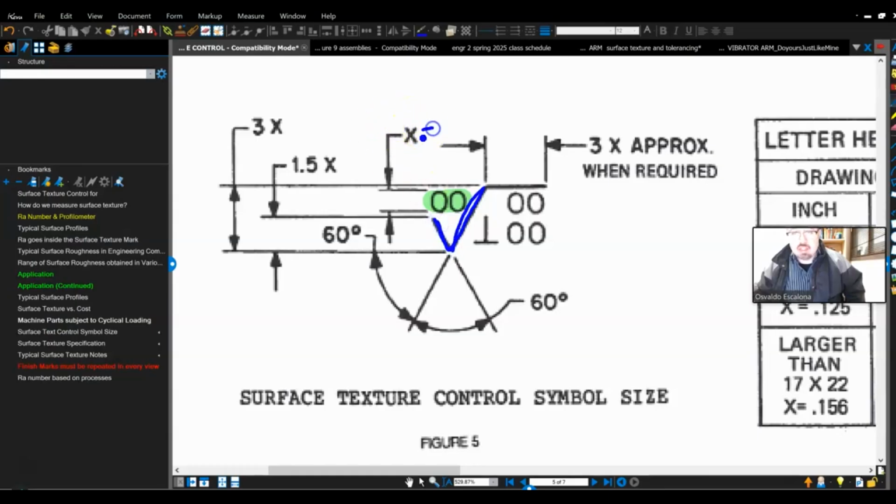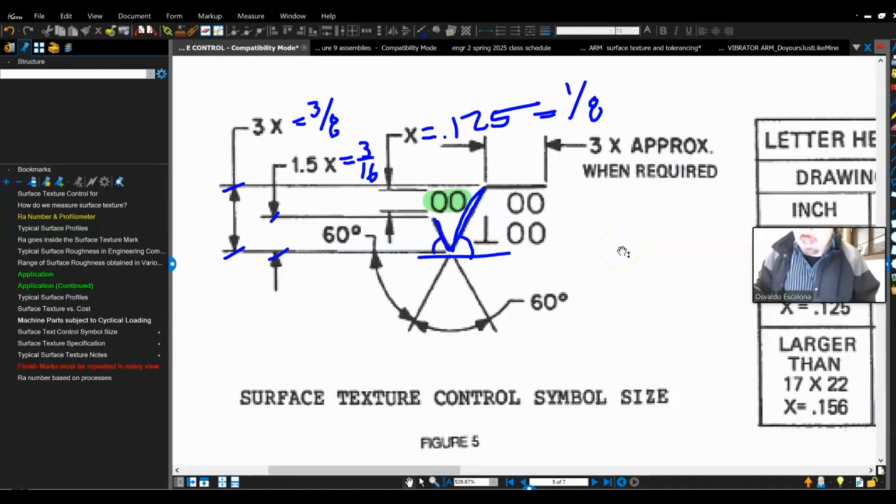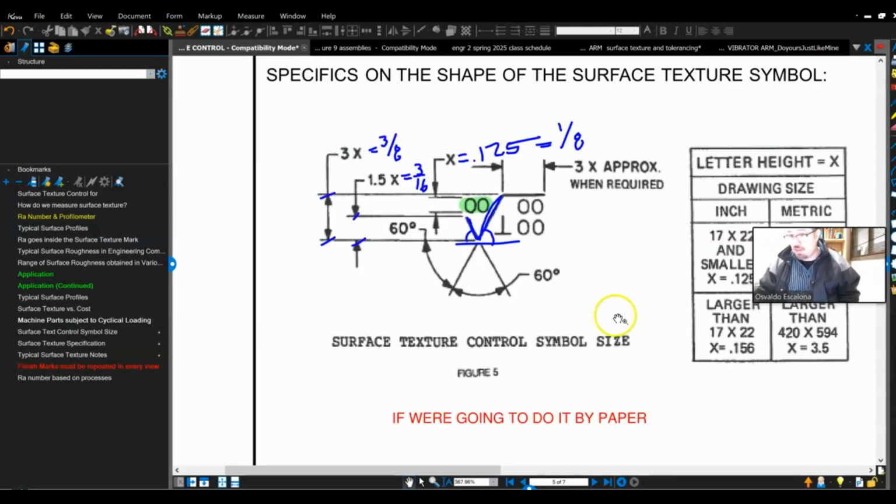So you're only doing the check mark, right? And this X stands for the text. Usually the text on engineering is either going to be 0.1 or 0.125. In our case, it's going to be 0.125, right? That means if this is 1/8, the distance from here to here will be 3/8, and the distance from here to there will be half of 3/8, which is 3/16, because half of 3 is 1.5. And you have an angle of 60 degrees here and 60 degrees there, and that's how you draw it. We are not going to draw it, so you guys know. I'm just going to know.